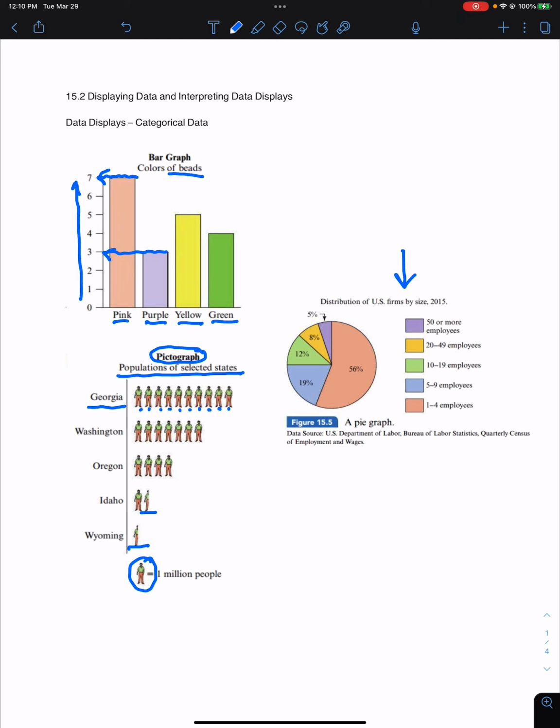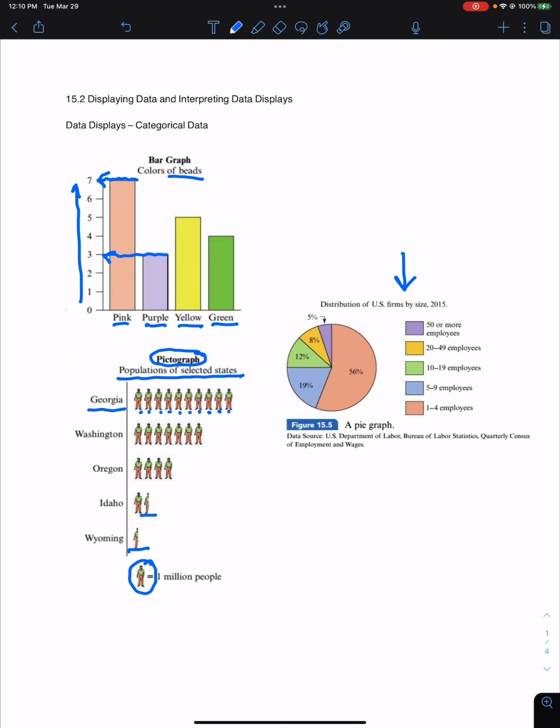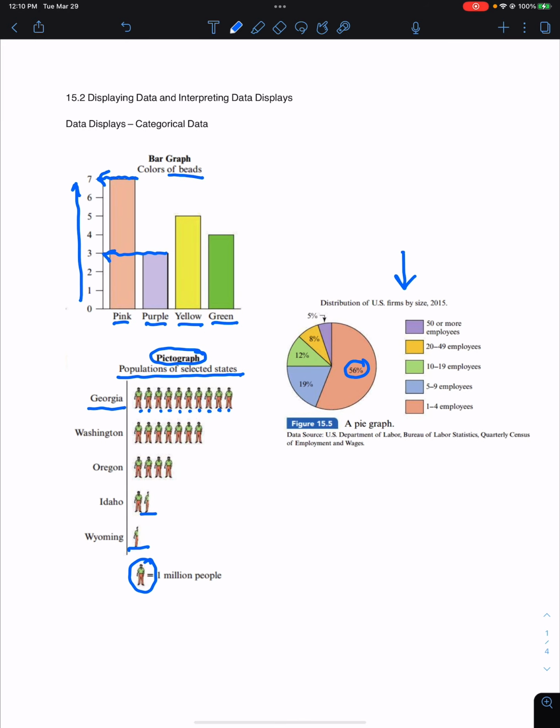And one thing I want you to notice is that in a pie graph, we divide the circle into segments, and each segment represents a percent of the total 100%. So in a pie graph, our total data represents 100%, and then we are representing different percentages of that data for different categories.